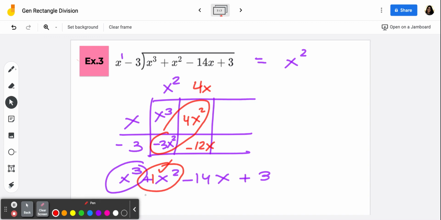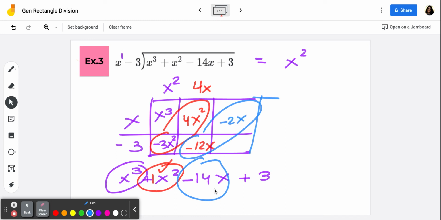Okay, let's repeat the process. We're going to think about these two boxes next. I want it to be negative 14x, but I'm at negative 12x, so therefore I need an extra negative 2x. Negative 2x, what would have to be written up here to be multiplied by x and make negative 2x? A negative 2. Negative 2 times x, negative 2x. Negative 2 times negative 3, positive 6.